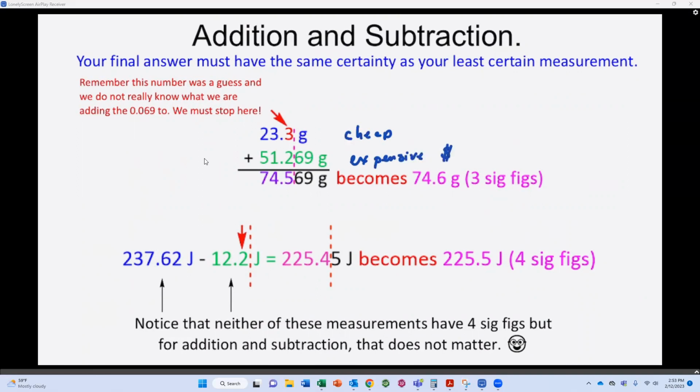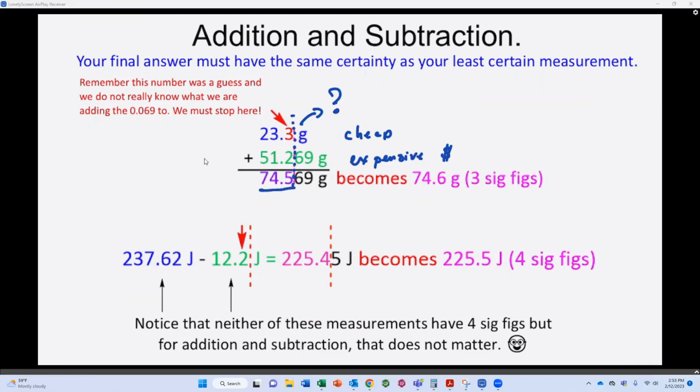Okay. And so the cheap scale can only measure one number past a decimal. And so when I add 23.3 to 51.269, I can't add the 69 because why? I don't know what's after that 3. Right? My scale stopped after the 10th place. I don't know if I'm adding that 6 to a 0. I don't know if I'm adding it to a 3, a 9, an 8. No idea. So we're going to do our math.